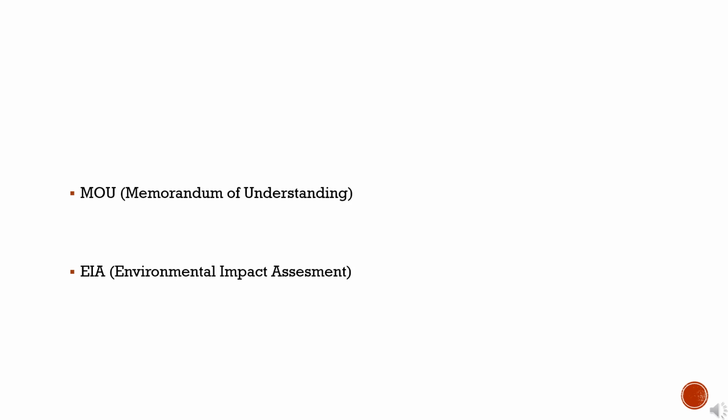Some more terms associated with later stage project development are MOU, which stands for Memorandum of Understanding, and EIA, which is Environmental Impact Assessment. These are late stage things that often need to be done in order to bring the resources to market and get the last of the permitting.